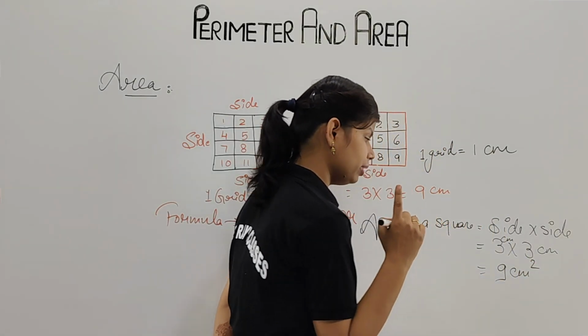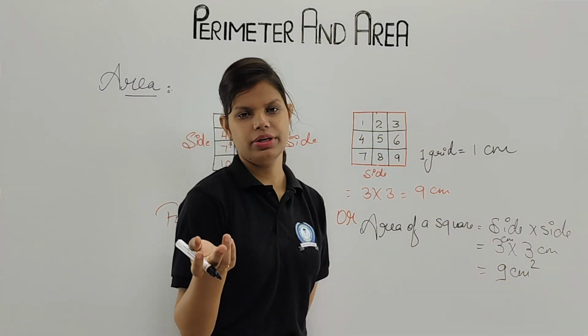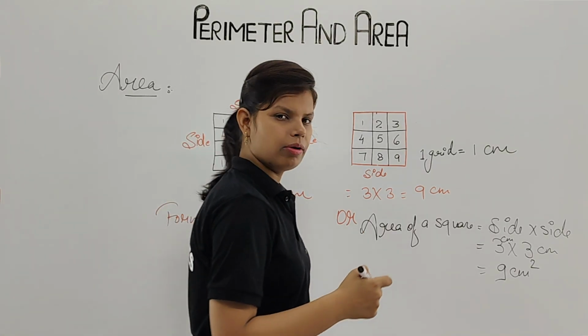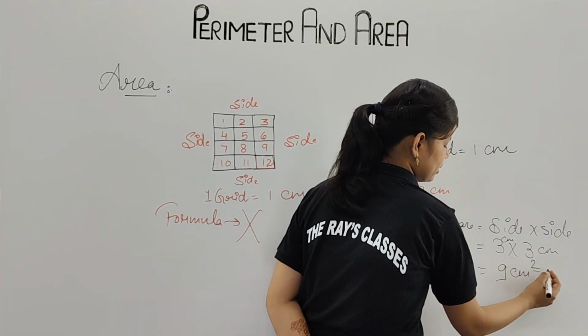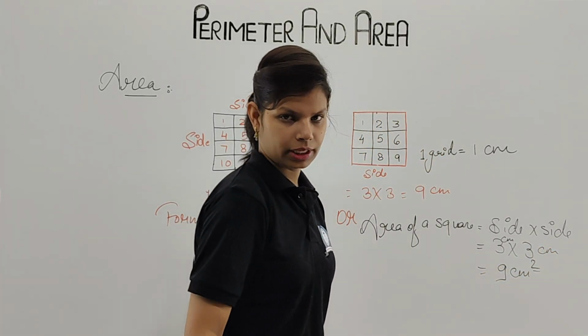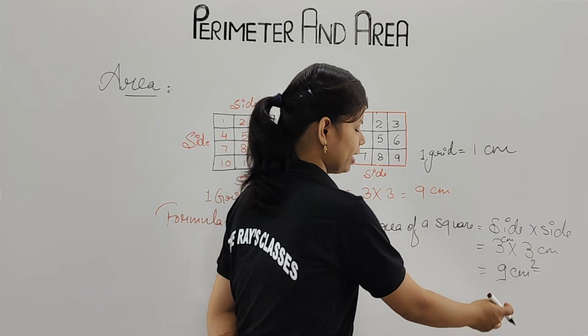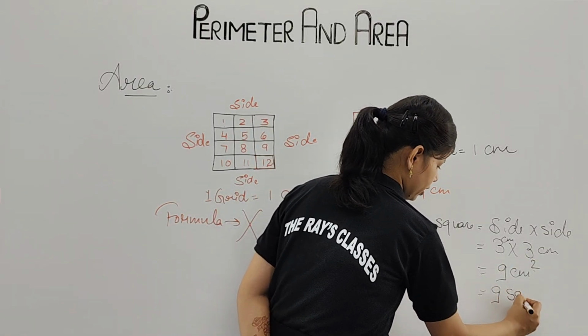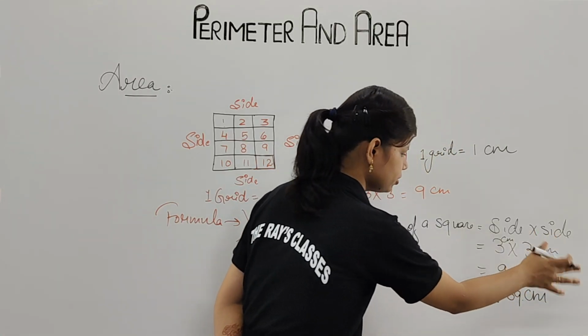Children, the unit of that one is only centimeter or meter, whatever, because there we are adding the numbers. Here we are multiplying, and when you multiply 2 centimeters together, you will get centimeter square. Understood? Now next, your answer is what? Centimeter square, or you can write 9 square centimeter. This is just a general reminder.